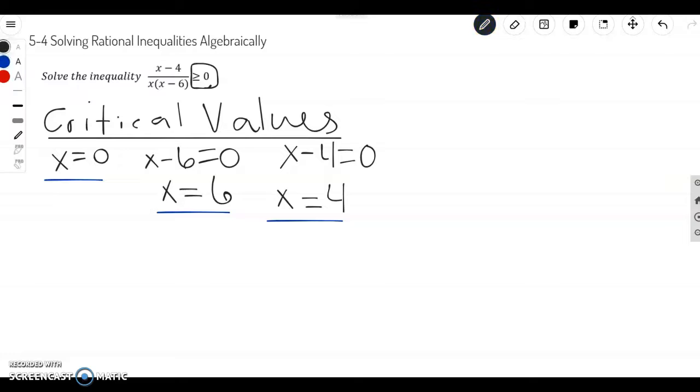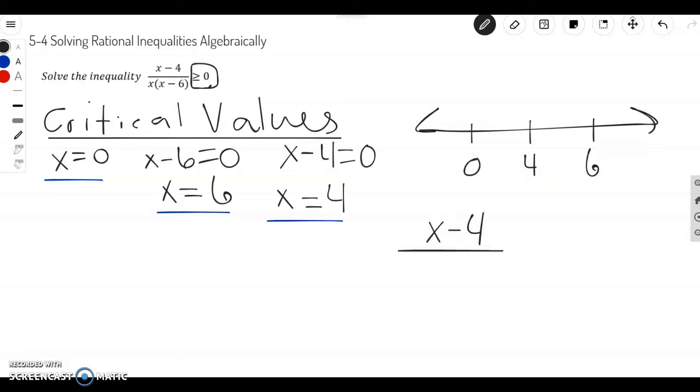Then we're going to draw these critical values on a number line. Our number line needs to have 3 values. In this case, we have 0, 4, and 6, written in the appropriate order. Then we take our original function, x minus 4 over x times x minus 6, and find where this function is positive and where it is negative on which intervals between 0, 4, and 6.